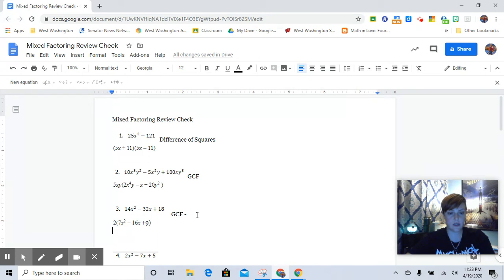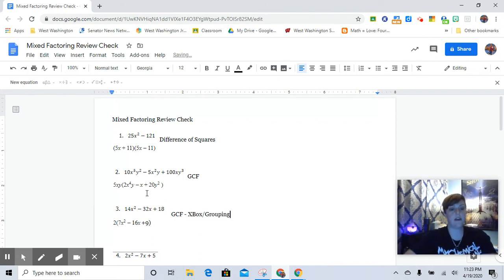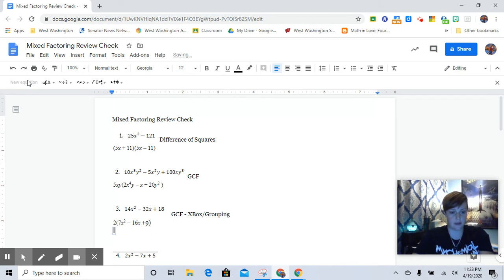So this is going to be either the Xbox or grouping method, whichever one makes you happy. I saw a lot of people who liked the grouping method on our survey, and that's totally okay. A lot of people like the Xbox too. Here I'm going to type out the grouping method because it's really hard to make a box. Now on your paper, you can do whatever makes you happy. It's all pretty much the same thing, just in a different format. So we're going to leave the 2 out front for our final answer. So I'm actually going to make this line here for our final answer.